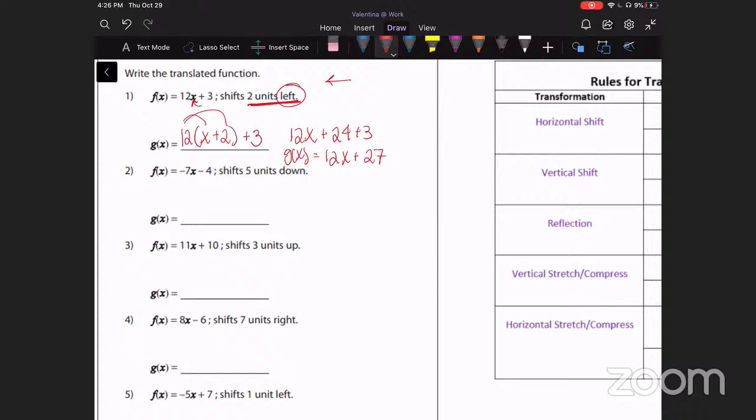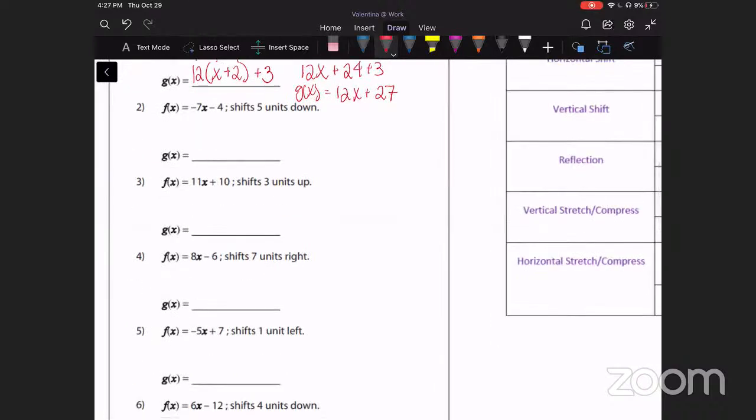Is that what you would have gotten to? Okay, awesome. So that is something you would have gotten. Okay, so do you want to try to do number 2 and then let me know what you get?